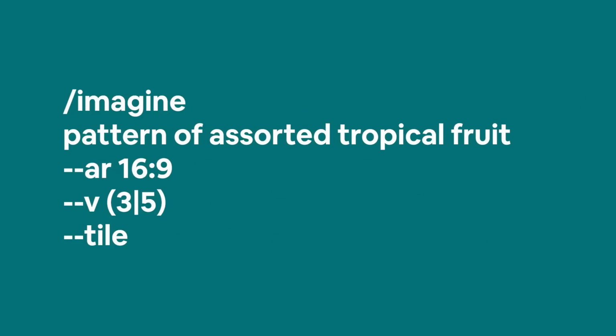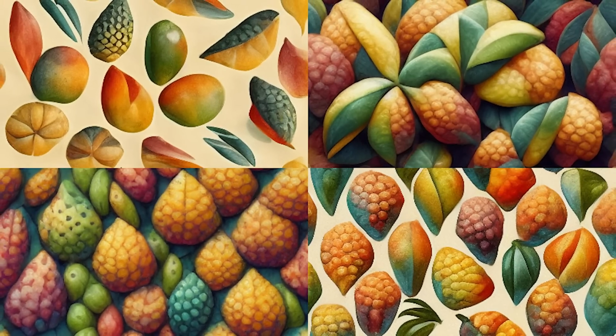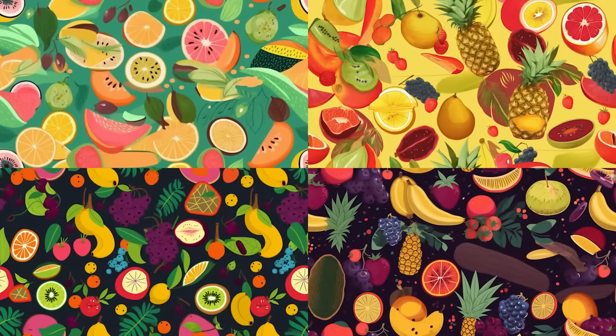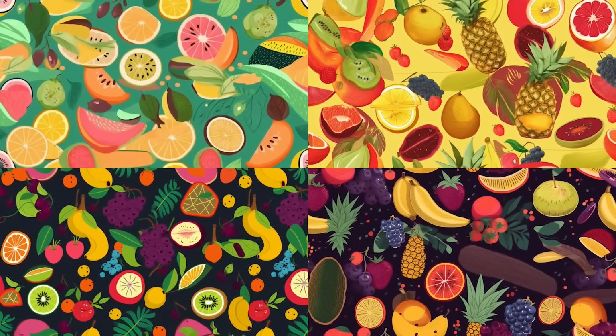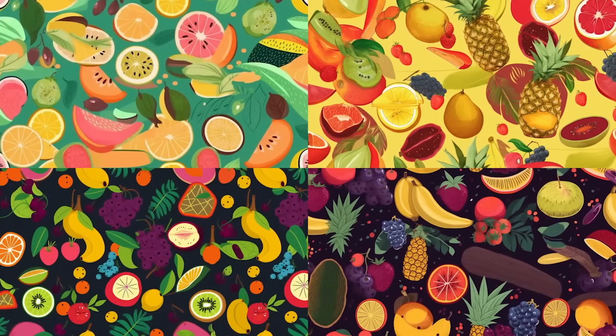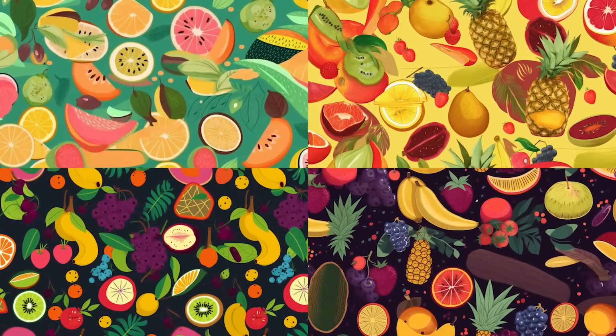Here's a very basic example. Imagine a pattern of assorted tropical fruits, and then we simply add the tile parameter at the very end. Here's what you used to get from version 3 of Midjourney. And now check out the version 5 example. Yes, these patterns are 100% seamless. And I'm pretty sure you can do a whole lot more crazy stuff if you just experiment a little bit with it.